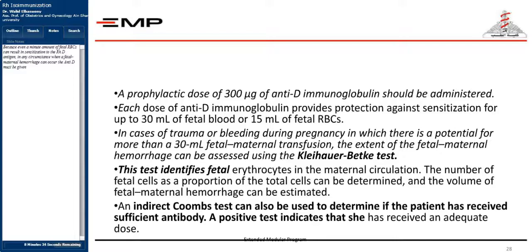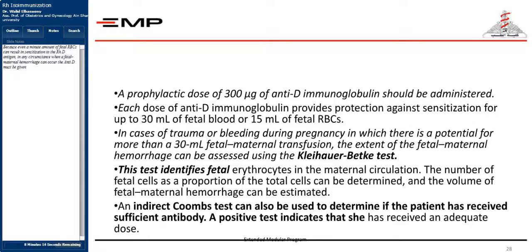In case of trauma or bleeding during pregnancy in which there is a potential for more than 30 milliliter fetal maternal transfusion, the extent of the fetal maternal hemorrhage can be assessed using the Kleihauer-Betke test. This test identifies fetal erythrocytes in the maternal circulation. The number of fetal cells or the proportion of the total cells can be determined, and the volume of fetal maternal hemorrhage can be estimated.